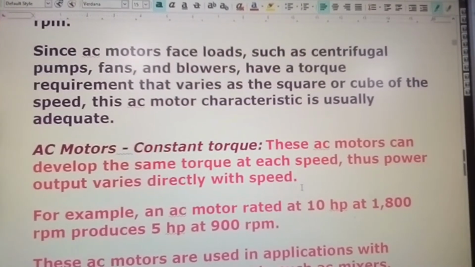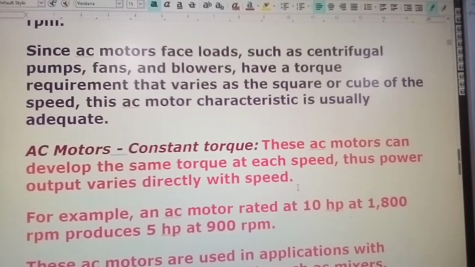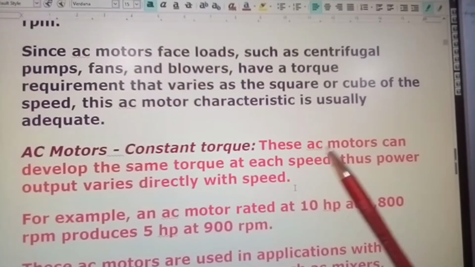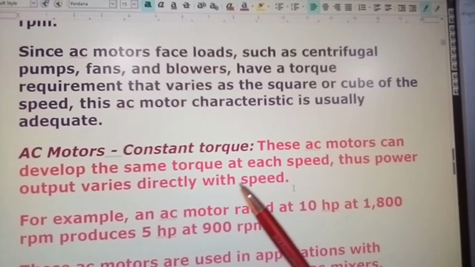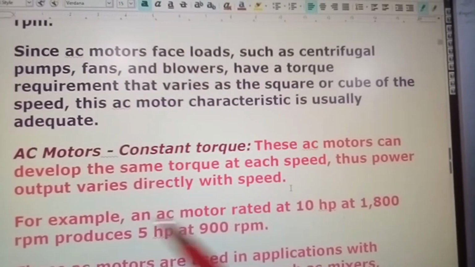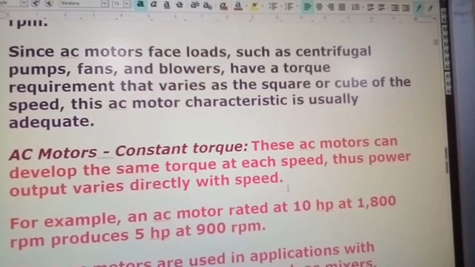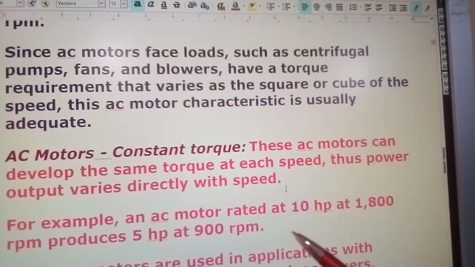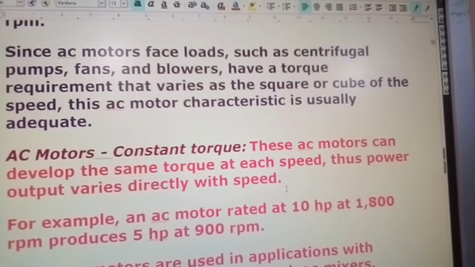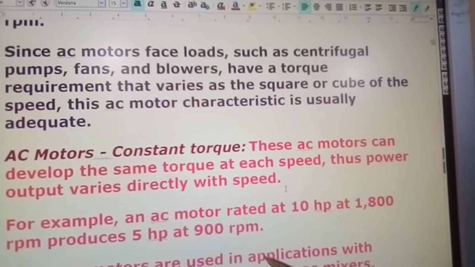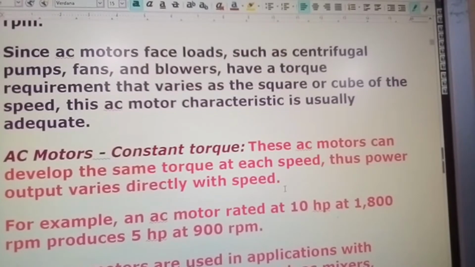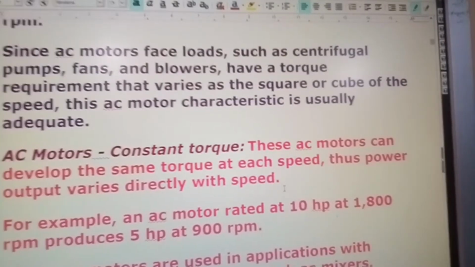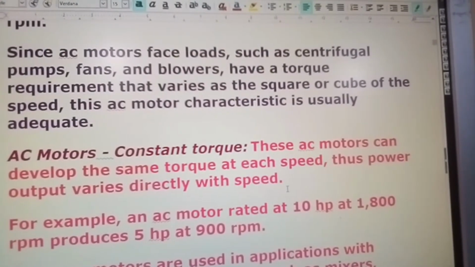AC motors, constant torque. Again here we're looking at AC motors with constant torque. These AC motors can develop the same torque at each speed, thus power output varies directly with speed. For example, an AC motor rated at 10 horsepower at 1800 revs per minute produces 5 horsepower at 900 revs per minute.